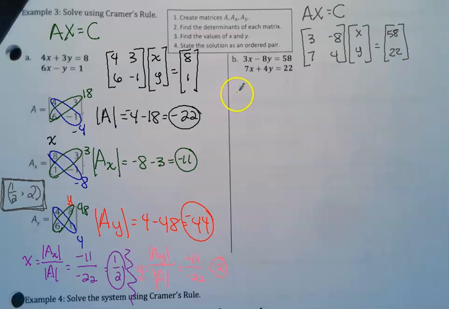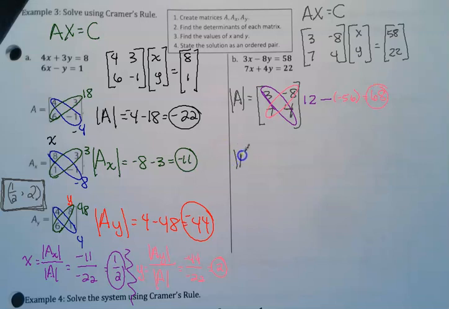All right, so now we need the determinant of A. So that's going to be 3, -8, 7, 4. Then we're going to have 3 times 4 is 12, minus 7 times -8 is -56. So 12 minus -56, which is the same thing as plus 56, equals 68. So that's the determinant of A.